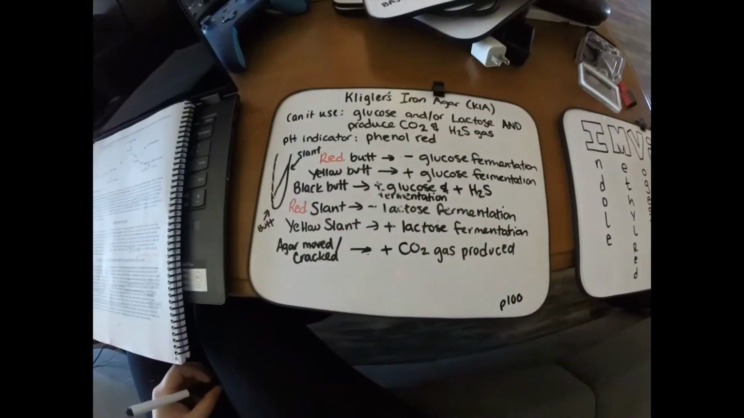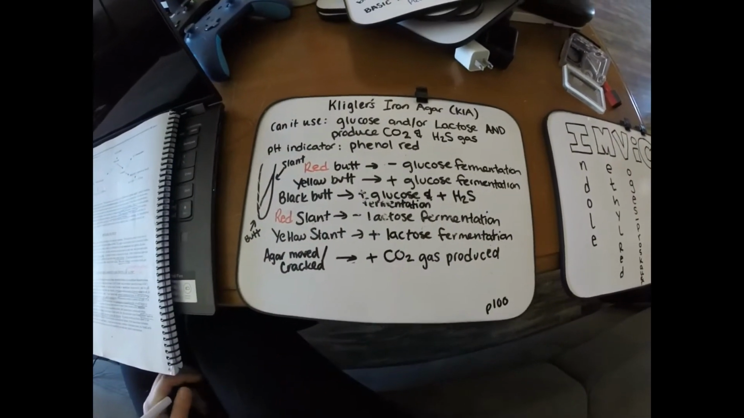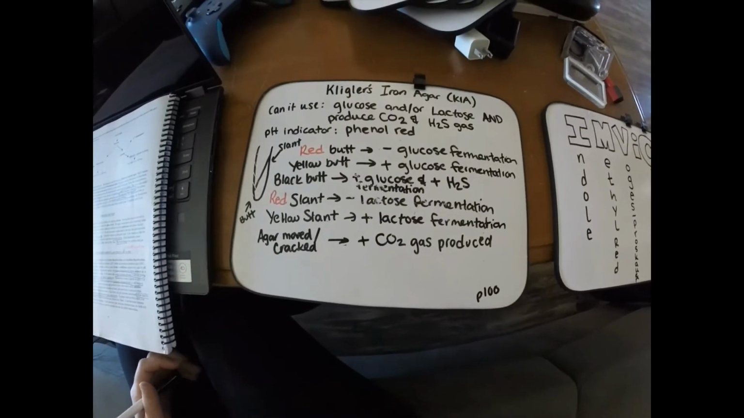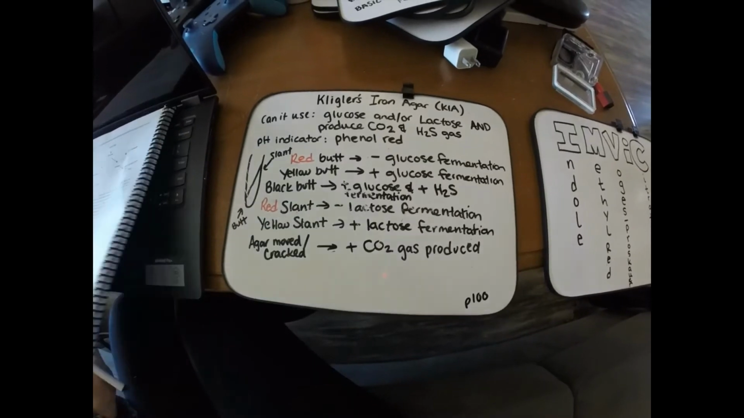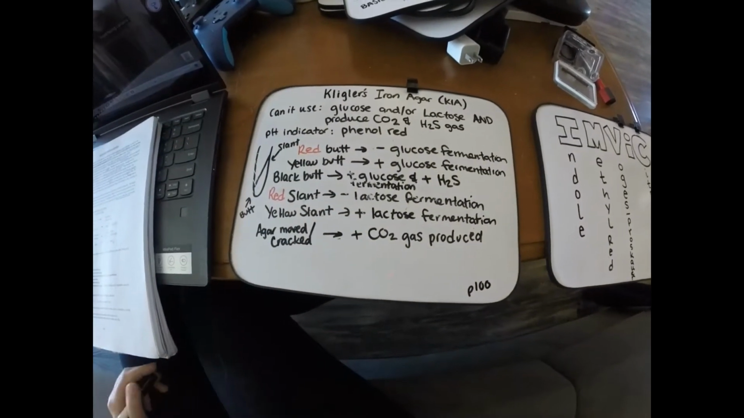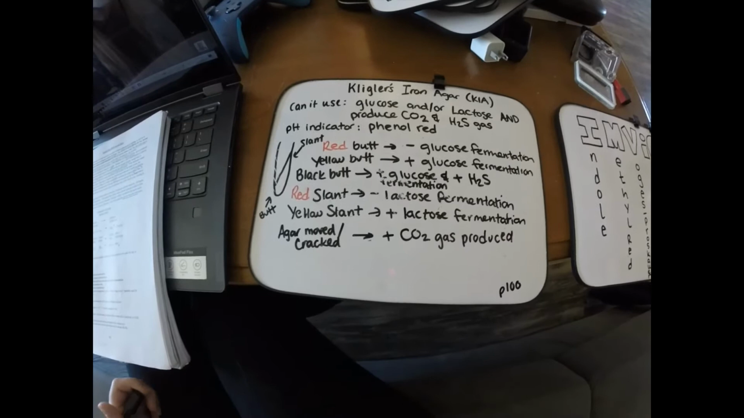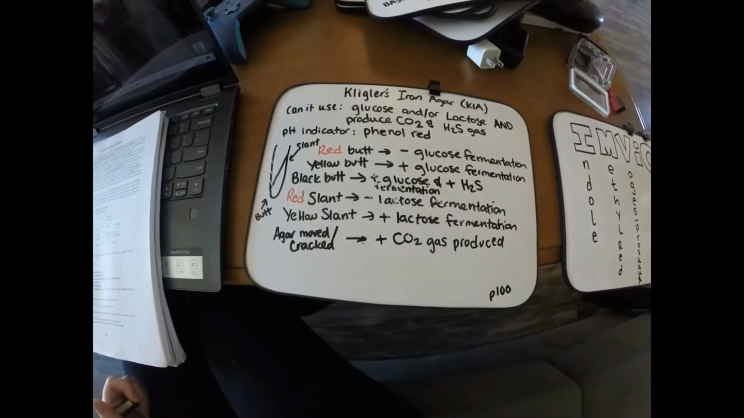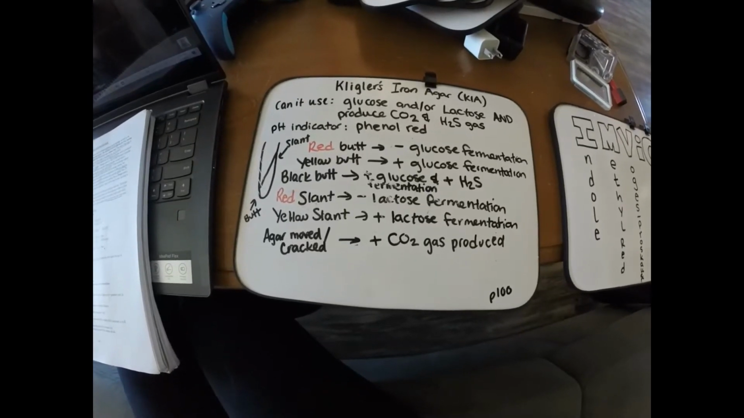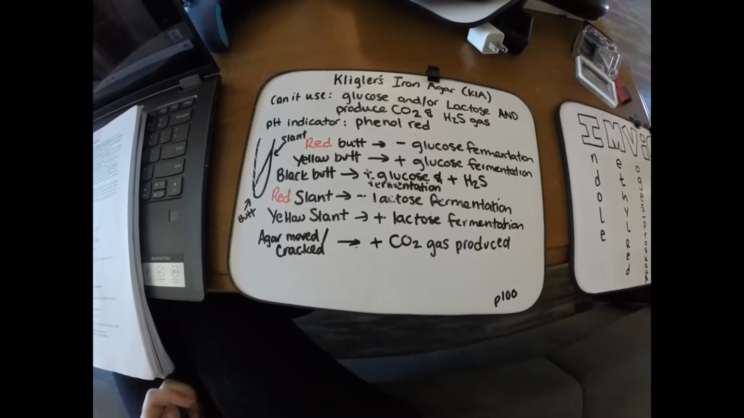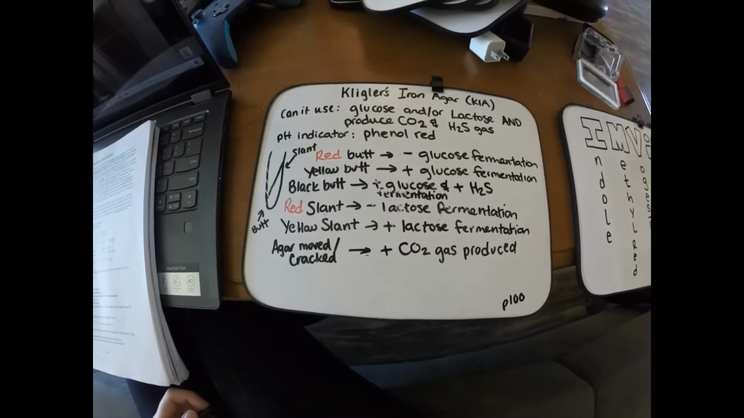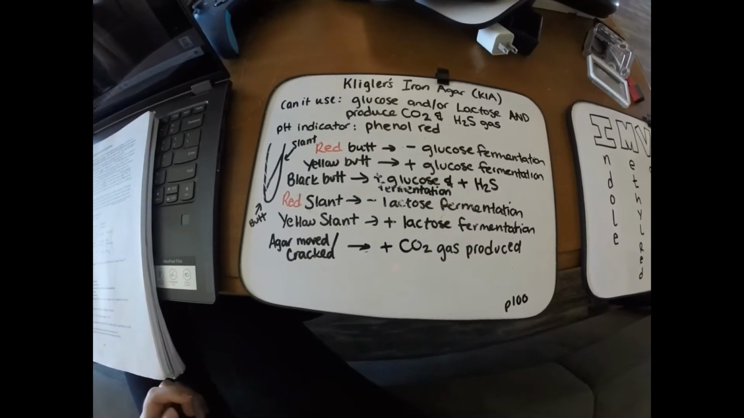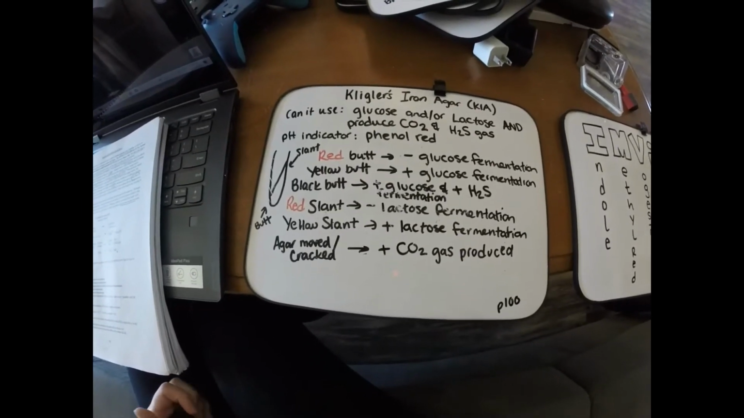Okay, last one. So this is our KIA, our Kligler's iron agar. And what you're looking for here, there's a ton of stuff. I would highly recommend looking at page 100 and reading that section. So making sure that you also look at the time for this one. This one is supposed to be only incubated for 18 to 24 hours. Some of the other ones, like I said, were more. We were doing 48, remember? So keep that in mind.